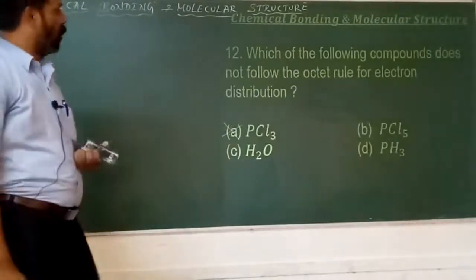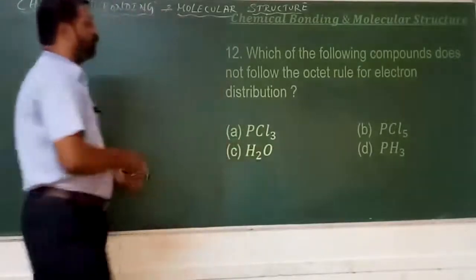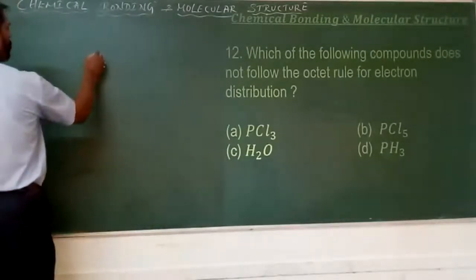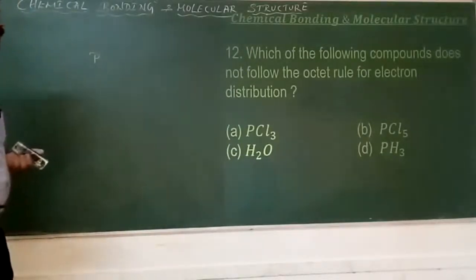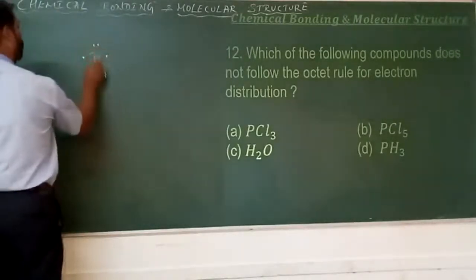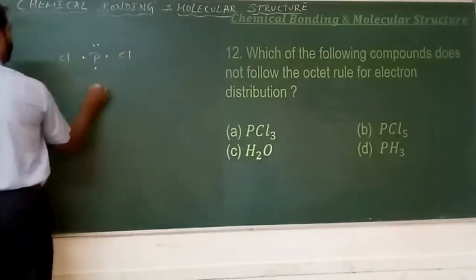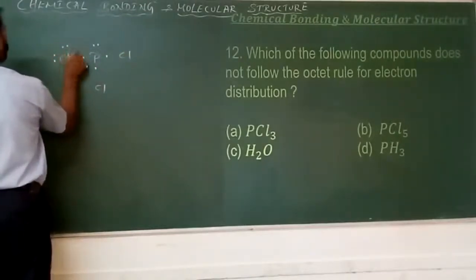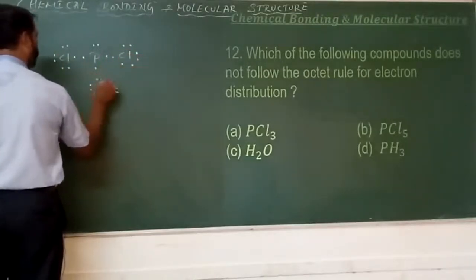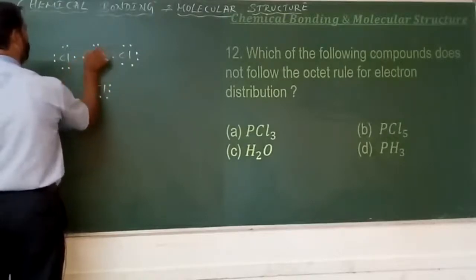Which of the following compounds doesn't follow the octet rule for the electronic distribution? Phosphorus is in the nitrogen family, meaning 5 valence electrons. Chlorine, as we know, has 7 valence electrons. With sharing of electrons, PCl3 becomes an octet.